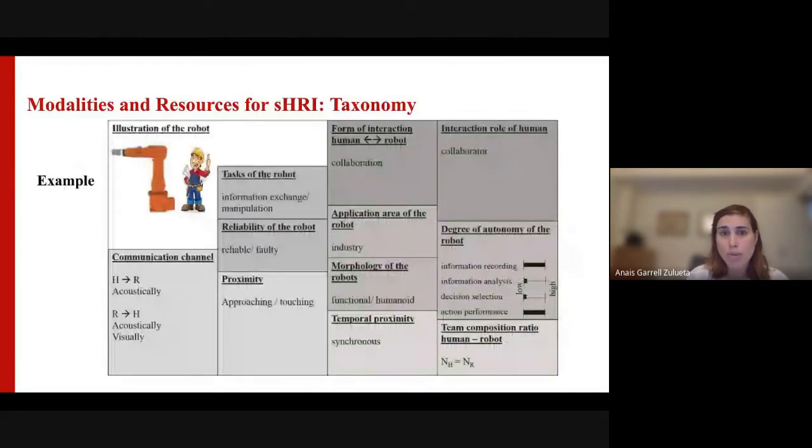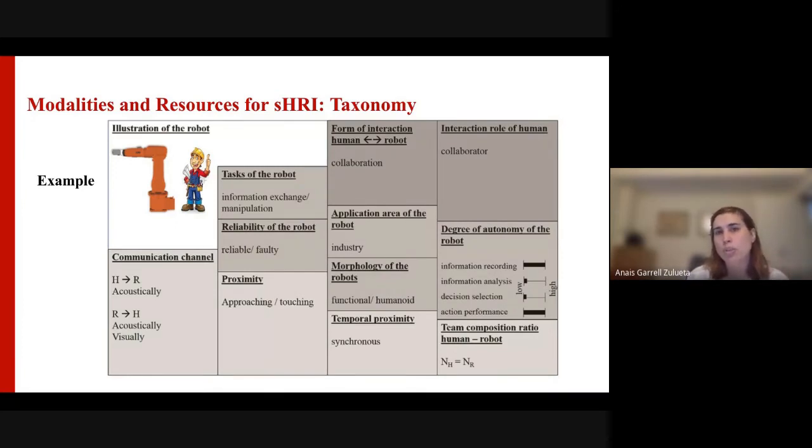Here I show you another example. For instance, in the industry, we have the robotic arm. So I can define how the communication between the robot and the person works. Of course, the communication from the human to the robot does not have to be the same as from the robot to the human. For instance, the human uses just acoustic communication, but the robot uses acoustic and visual communication. Then, what is the task of the robot, the reliability of the robot, the proximity, if they are touching, if they are approaching, if they're just coexisting, and which is the form of interaction between the human and the robot, in that case, collaboration.